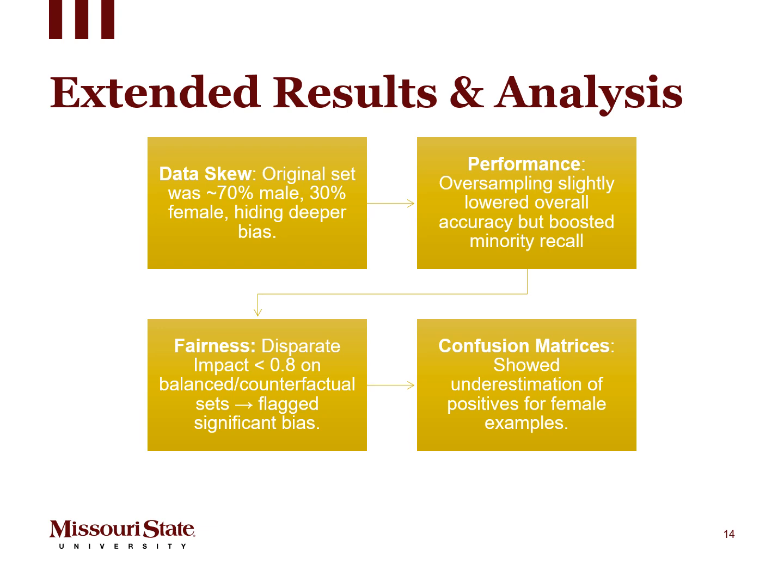Coming on to extended results and analysis. Here's what we found using the UCI Adult Income dataset as a test bed. First, the data's original distribution was skewed, about 70% male and 30% female. When we rebalanced by oversampling female data, we saw a slight drop in overall accuracy from roughly 0.85 to 0.83 in logistic regression, but an improvement in the recall for female instances.